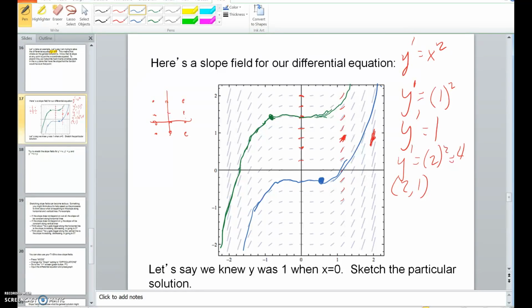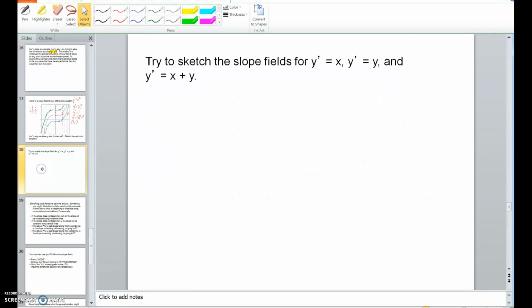The astute student will observe that the general solution to this is a cubic, which makes sense. The derivative of a cubic is squared, but we'll get to that in a little while. So anyway, there's an infinite number of general solutions. All of them essentially have the shape of a cubic. And so that's how you can use a slope field to start to envision what the actual solutions to the differential equation are. Okay, so here's some practice for you all to actually sketch a slope field.